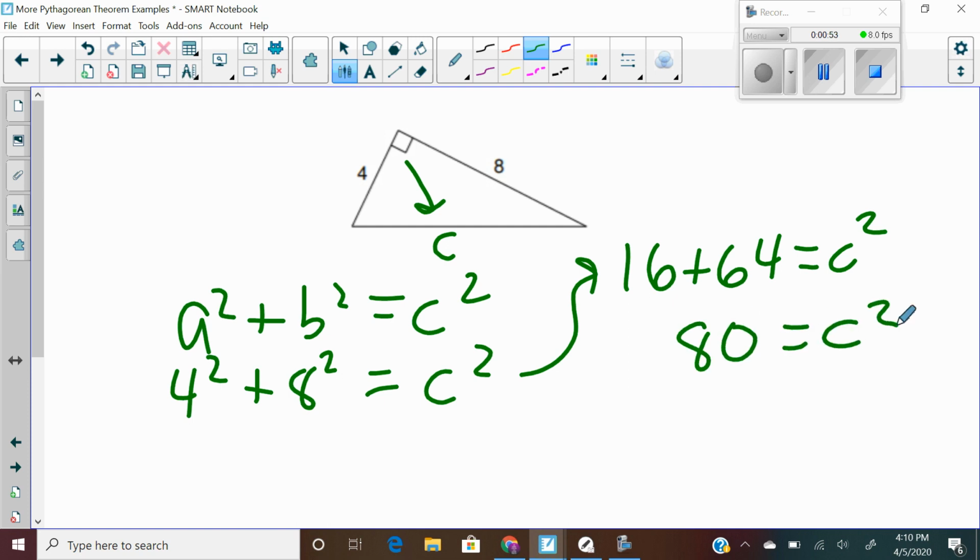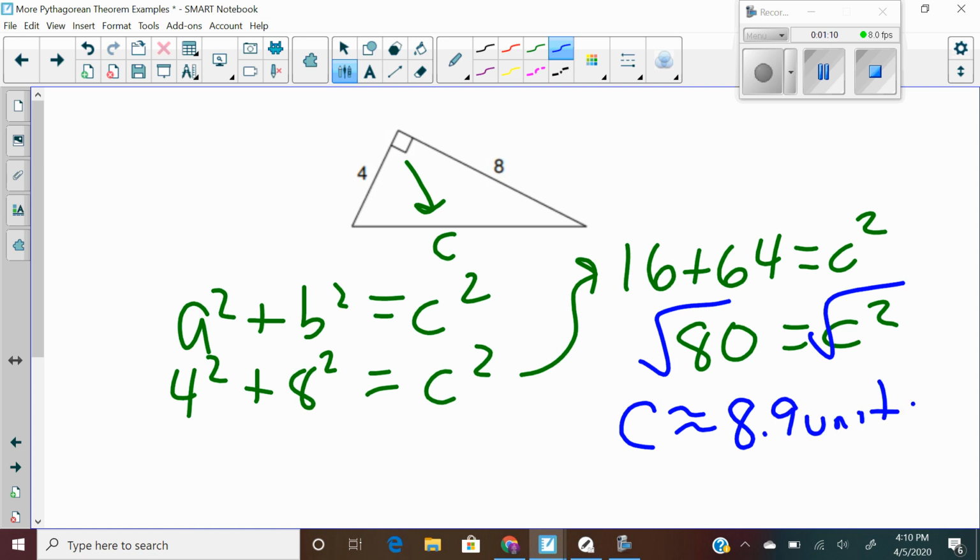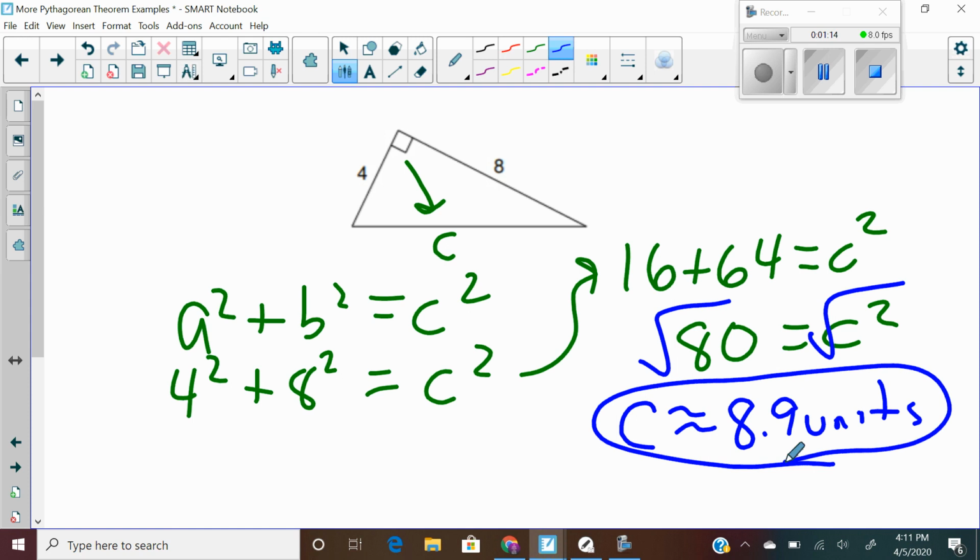So, the next step, find the square root of both sides. So the square root of 80 is approximately, so c is approximately 8.9 units. Whenever we're doing this, unless it is a perfect square, we want to round it probably to the tenth or the hundredth.